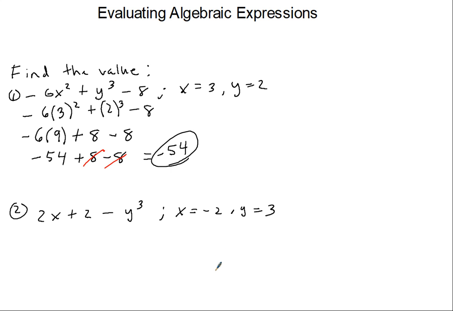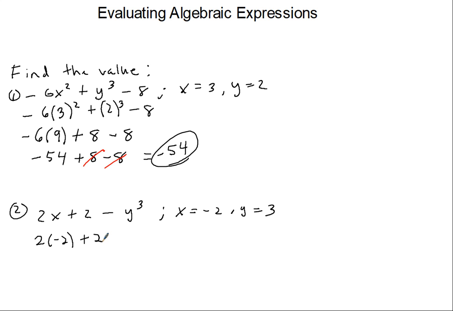Okay. Alright, so we do see another question here on screen, and that is 2x plus 2 minus y to the power of 3. Alright, we're going to go ahead and plug in now these values. We have x as negative 2. We have y as positive 3. So to plug in these values, we're going to start with x, which is negative 2. So that's going to go right in here.